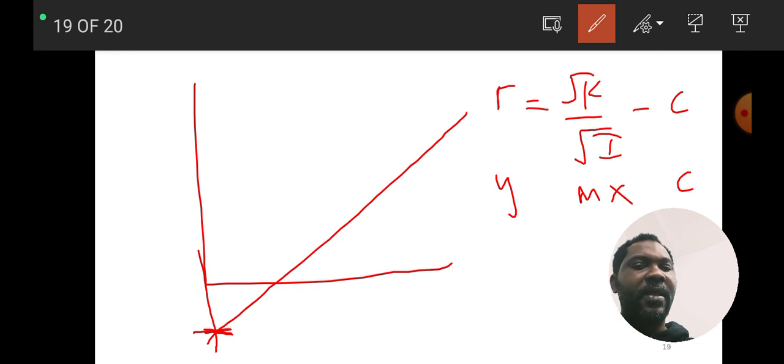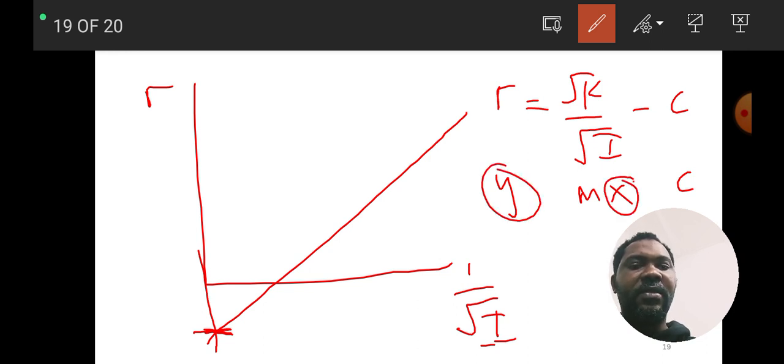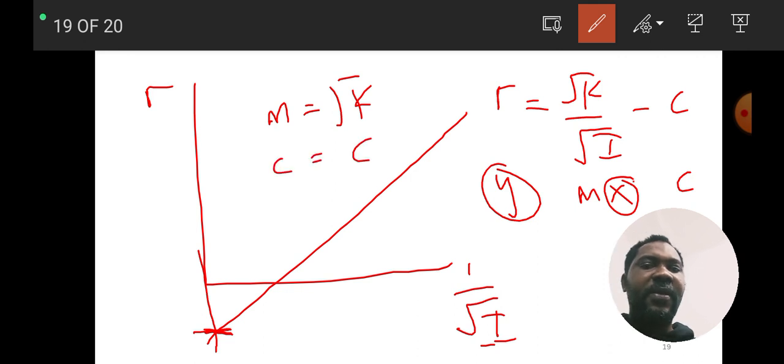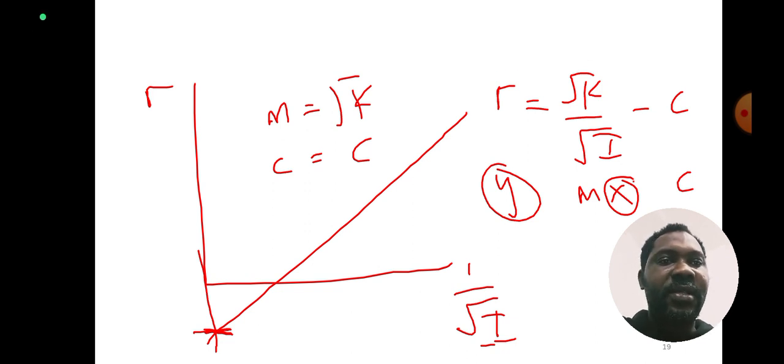Okay. So here we are plotting a graph of r against 1 over root I based on the equation. And because our x here is 1 over root I, our y is r. Okay, so my slope here, m, is going to be root k, and my intercept, c, is going to be c. Okay, so that is it for this one. I think this is quite interesting.